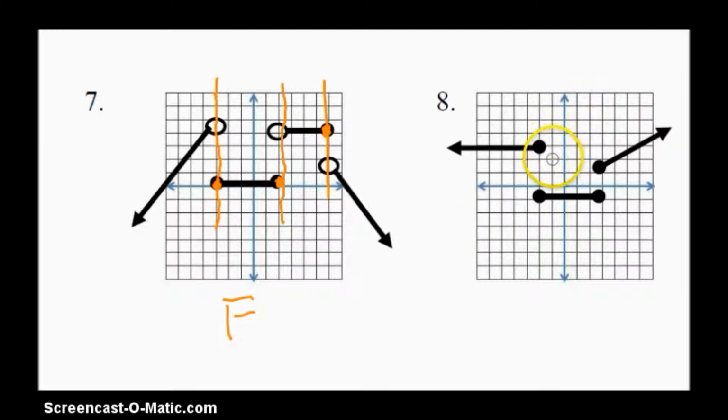Number 8, is it a function or not a function? You start doing your vertical line test. The 2 spots I'm really concerned about are where the lines start overlapping. This point, and these 2 points. Do they intersect on the same line? Yes, so therefore it is not a function.